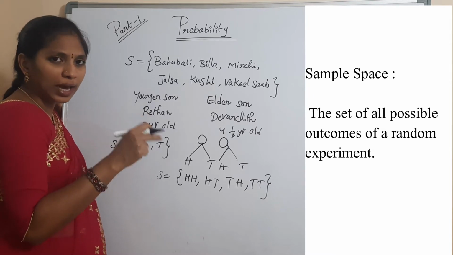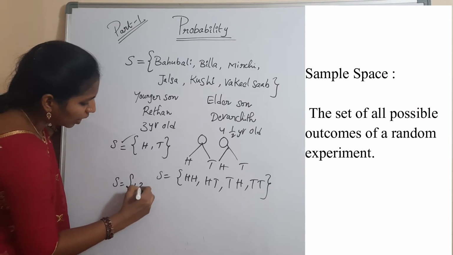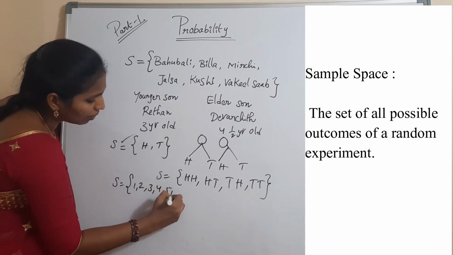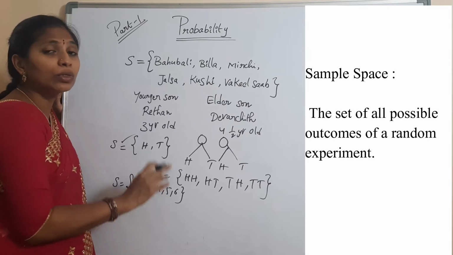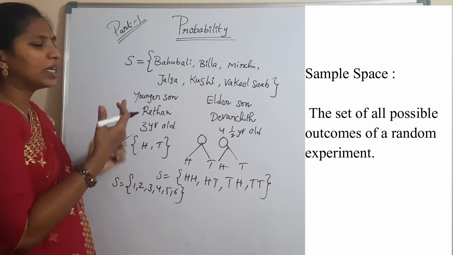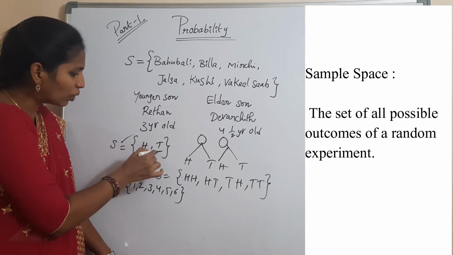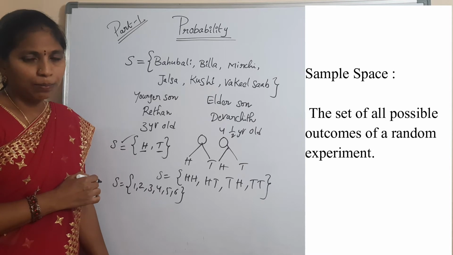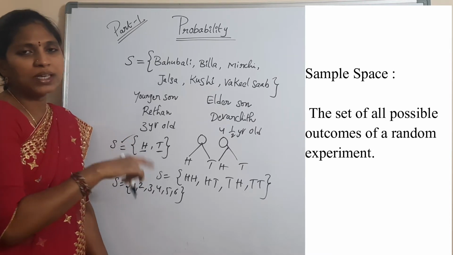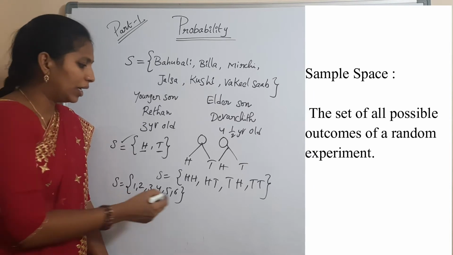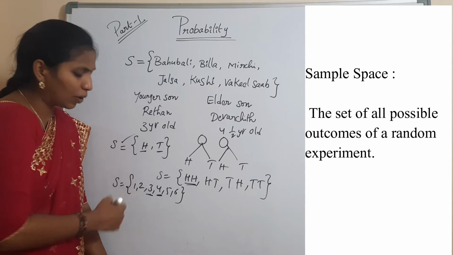When I roll a die, then what is the sample space? S equal to {1, 2, 3, 4, 5, 6}. This is the sample space of throwing a die. And what is a sample point? An individual outcome is nothing but a sample point. An individual outcome present in any sample space is nothing but a sample point. For suppose here this is a sample point. For suppose this is a sample point.